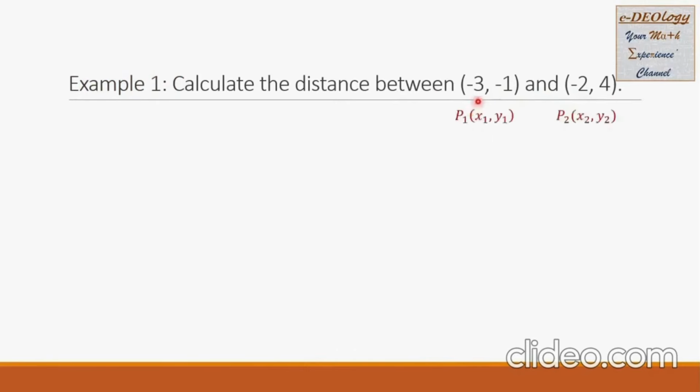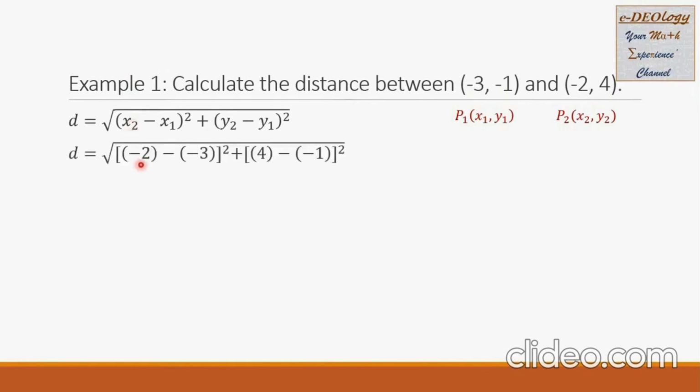Let us assign the first point to be the P sub 1 with the ordered pair x sub 1, y sub 1, and the second point to be P sub 2 with the ordered pair x sub 2, y sub 2. Then our distance formula is written here. Let us start substituting the values for our distance formula. Our x sub 2 is -2, then minus the x sub 1, which is -3.